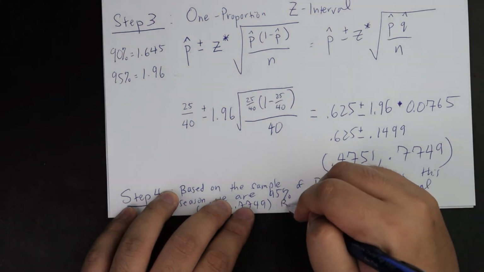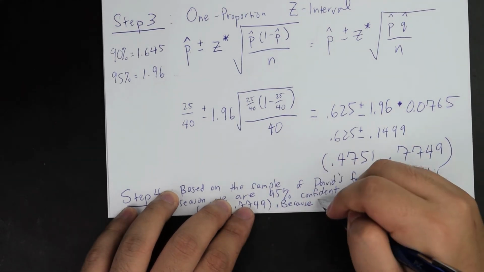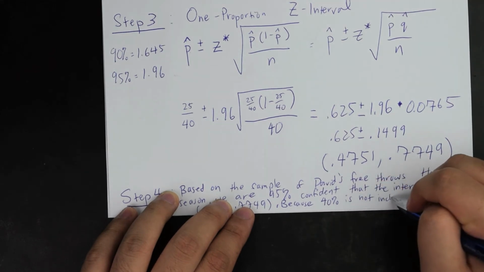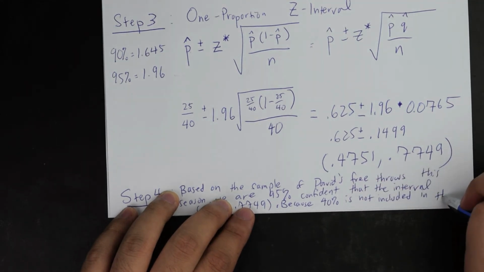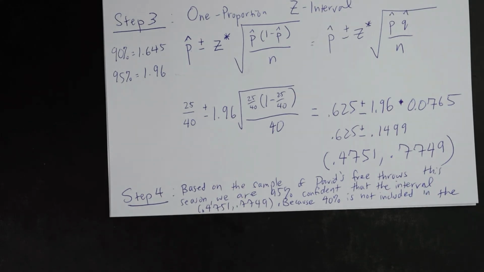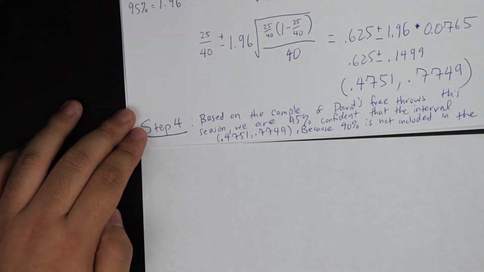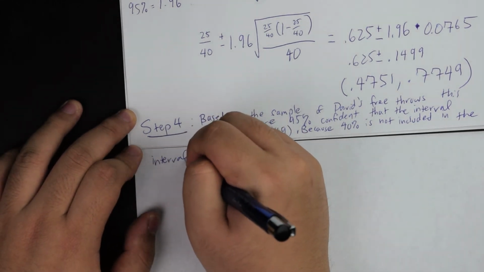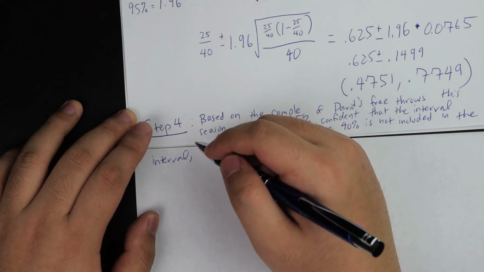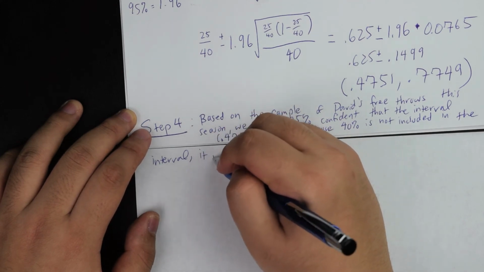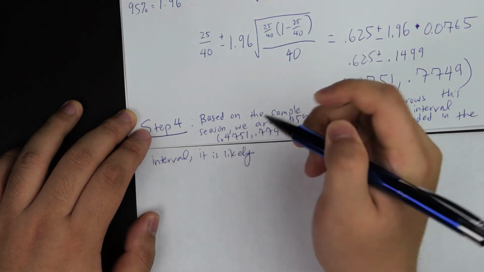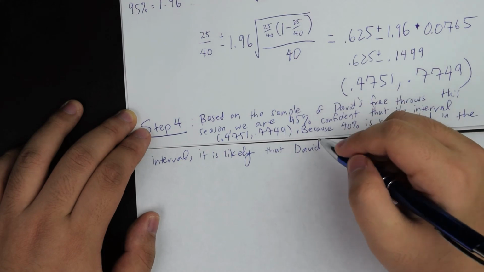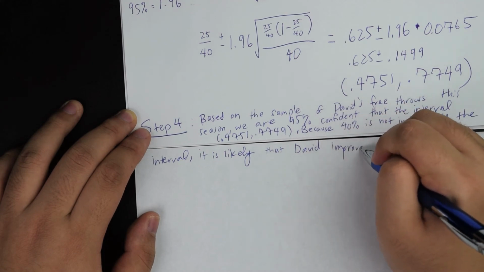Because 40%, and I'm going to continue on with a new paper just because I'm running out of space, because 40% is not included in the interval, it is likely that David did improve. David improved in his free throws.